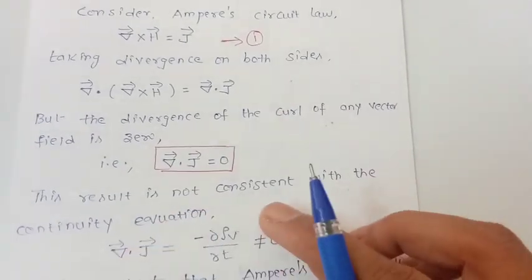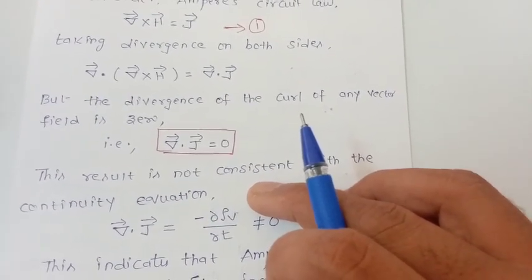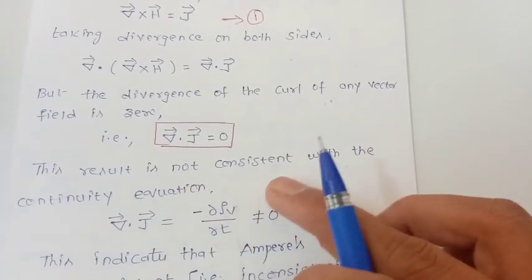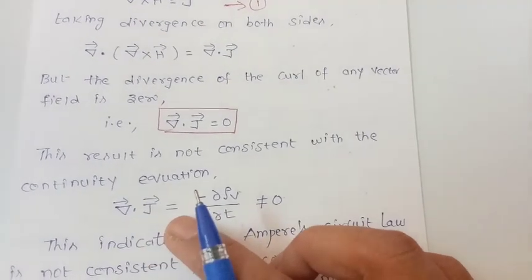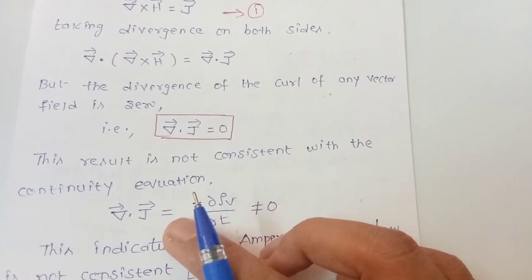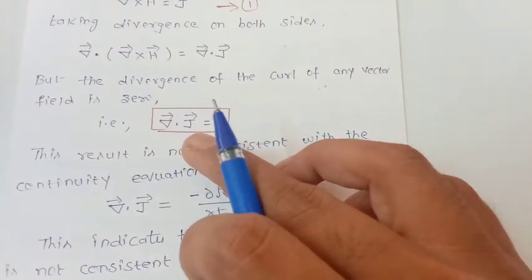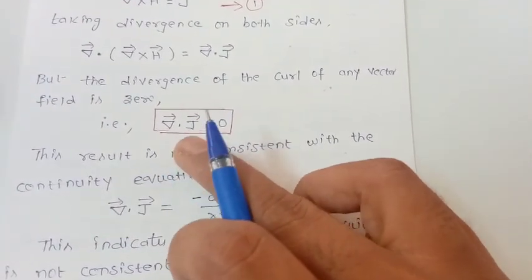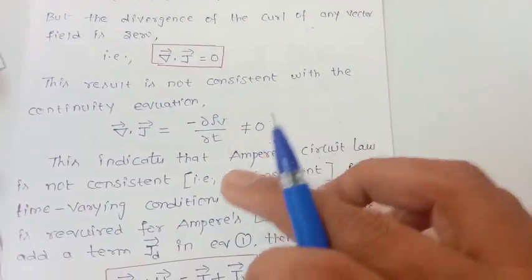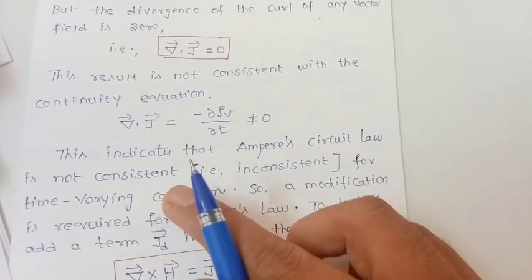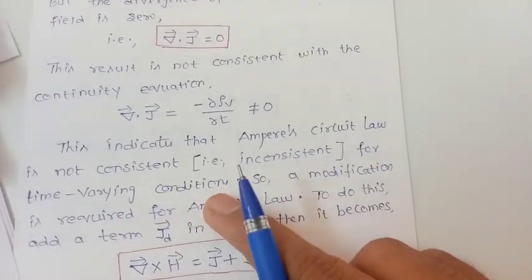But this result is not consistent with the continuity equation. Why? Because here it is a time varying field, not a static field. The continuity equation states that the divergence of current density is equal to the negative rate of change of volume charge density. Therefore, by the continuity equation, del bar dot J bar is equal to minus dou rho v by dou t, which is not equal to 0. This indicates that Ampere's circuit law is inconsistent for time varying conditions.